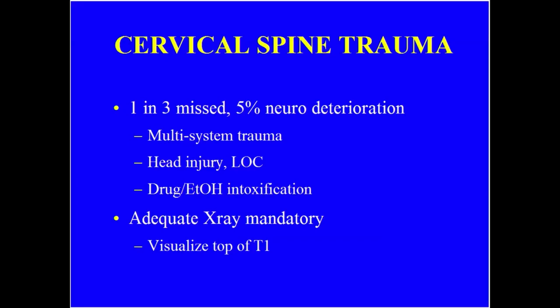Let's talk about spine trauma in general. In Bohlman's series from Baltimore City Hospital in 1979, he showed that 1 out of 3, 100 out of 300 cases, were missed on initial presentation, and that 5% of those patients deteriorated neurologically. And the sad fact is, although they were probably better than we were in 1979, we certainly still miss a lot of cervical spine injuries.